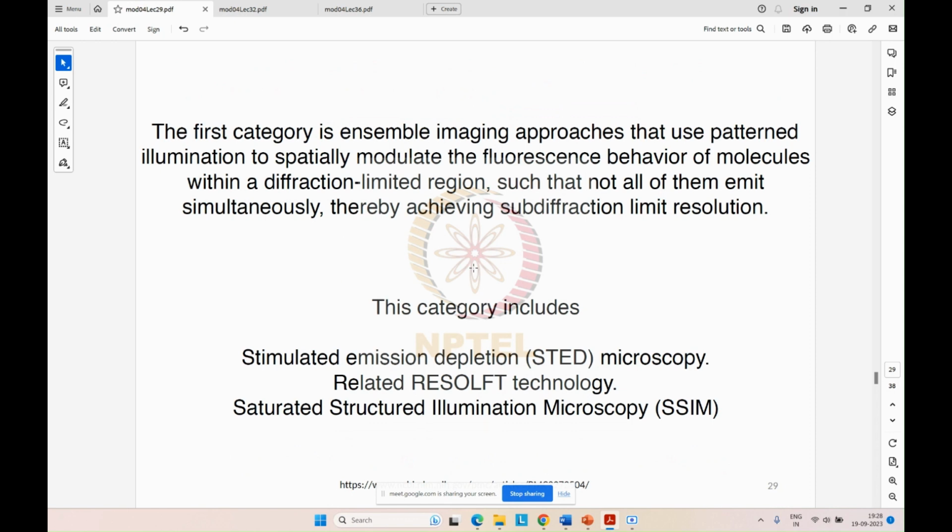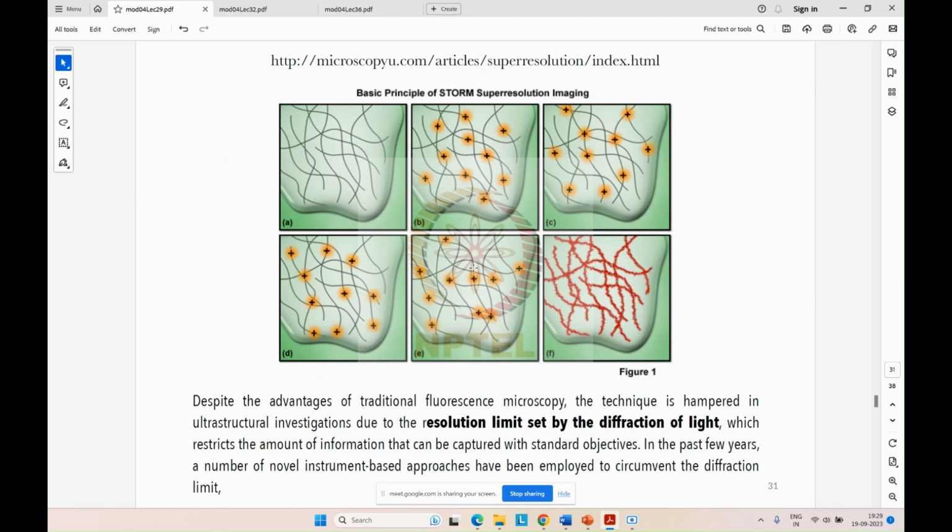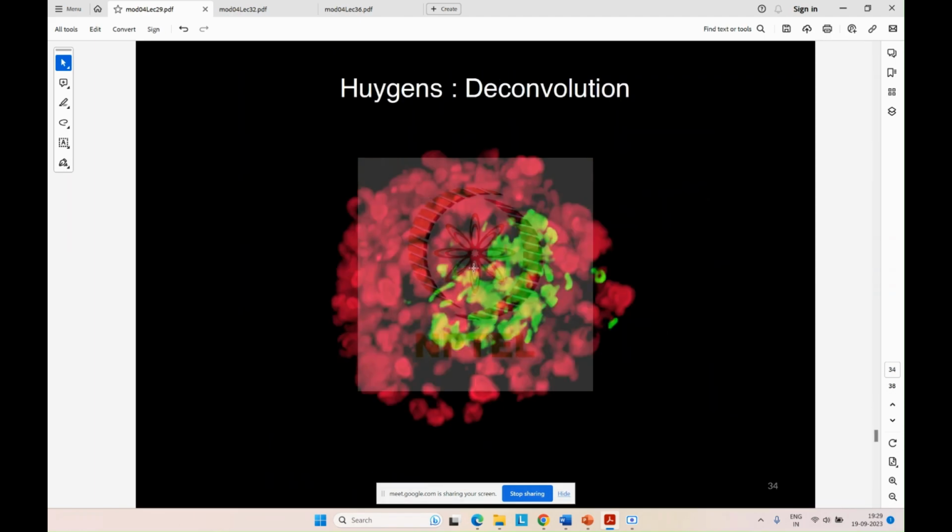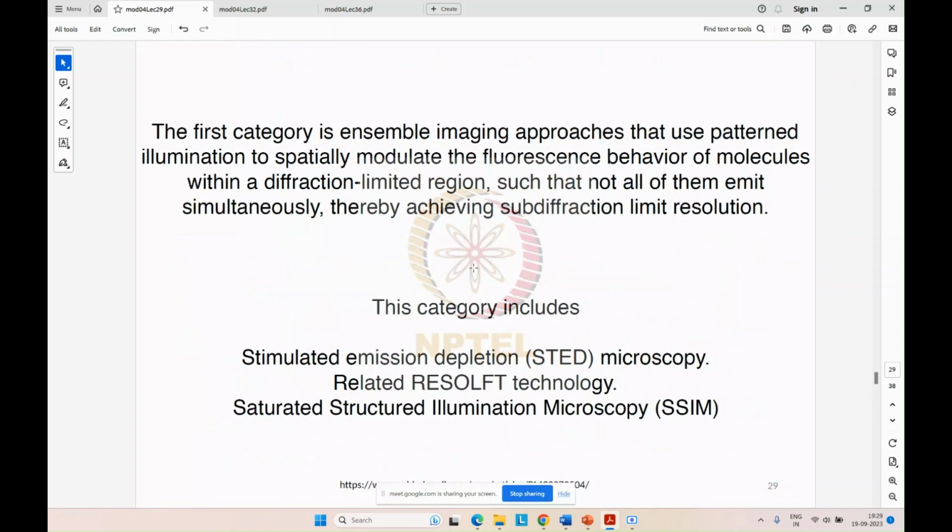One of the examples is STED, in which, when you're passing light, you have say this big beam going through the sample. What STED does is that it places a filter such that the light passing through becomes small. Because you are imaging a smaller area, you get a better resolution.